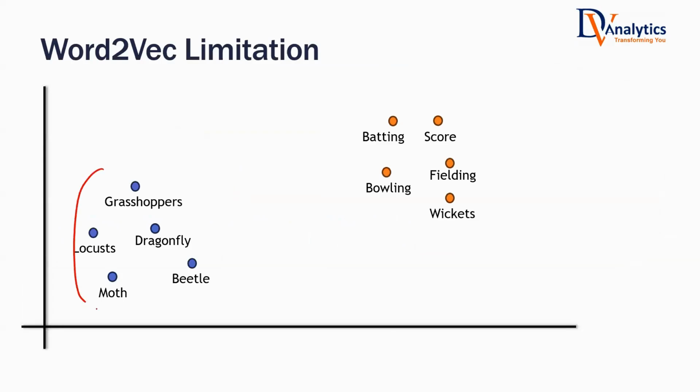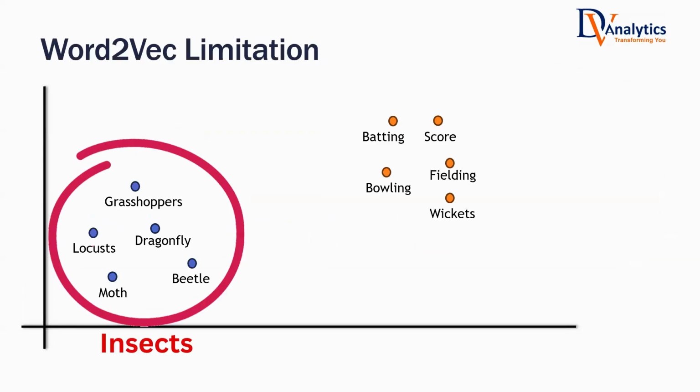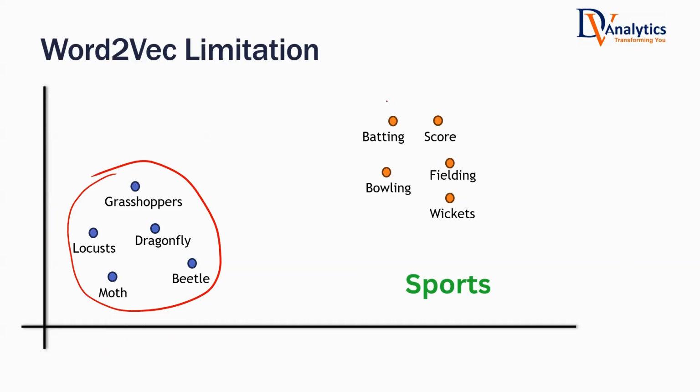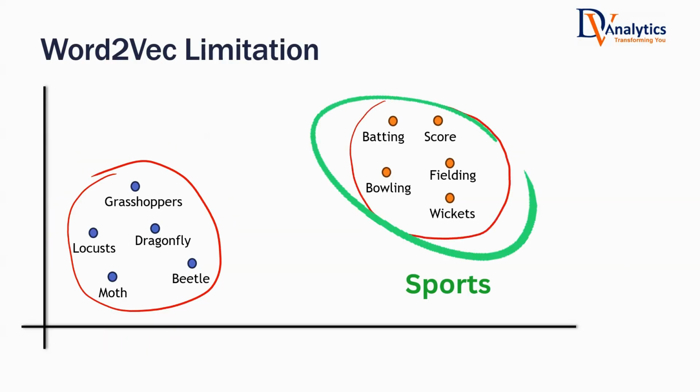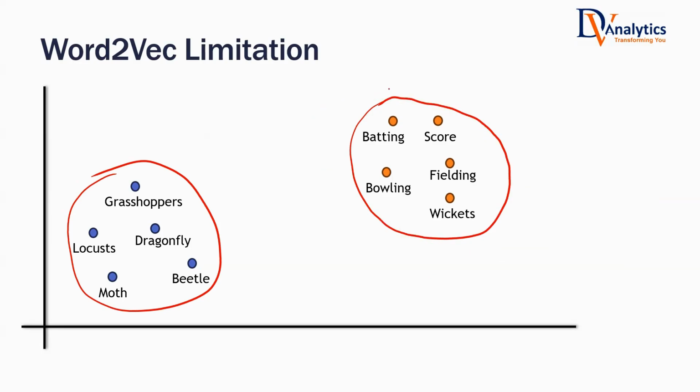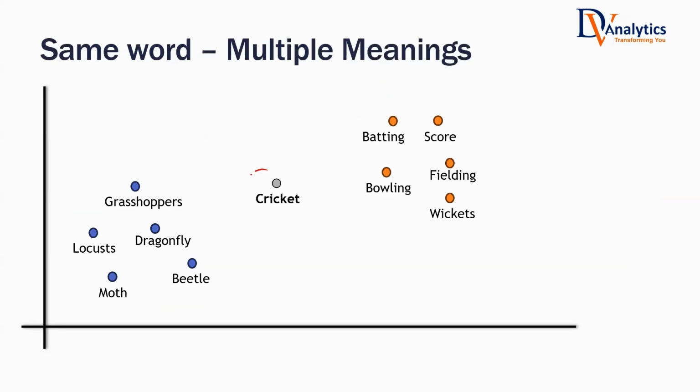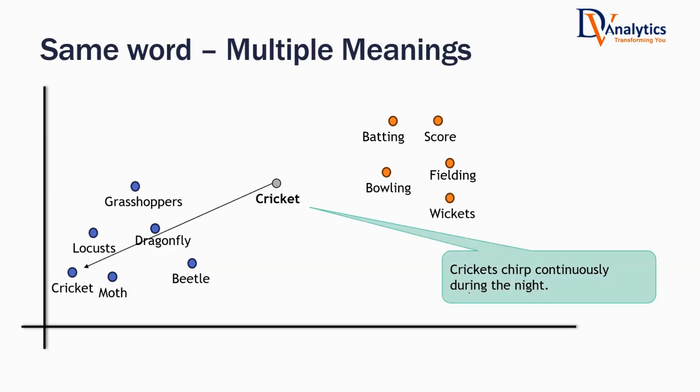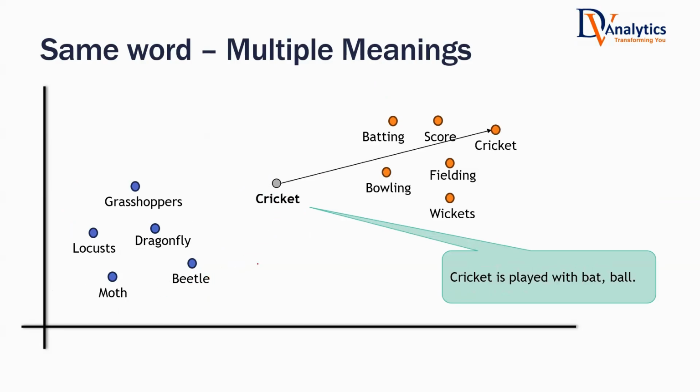Now you have a set of words: grasshoppers, dragonfly, locust, moth, and beetle. These are some kind of insects, and they have similar vector representations. And you have batting, bowling, scoring, fielding. This is cricket, which is a sport. Now, if I have a new word, cricket, where exactly should it fall? When I say crickets chirp continuously during the night, I'm talking about an insect. But if I say cricket is played with a ball and bat, then I'm talking about cricket as a game.